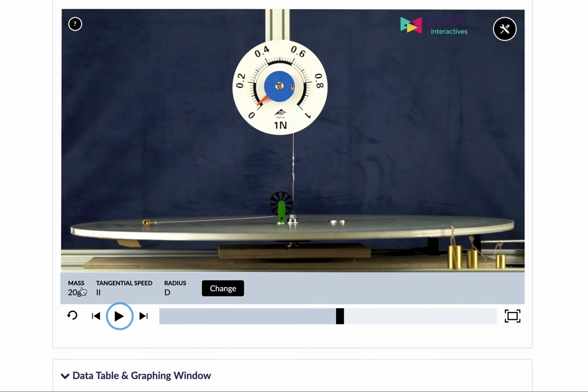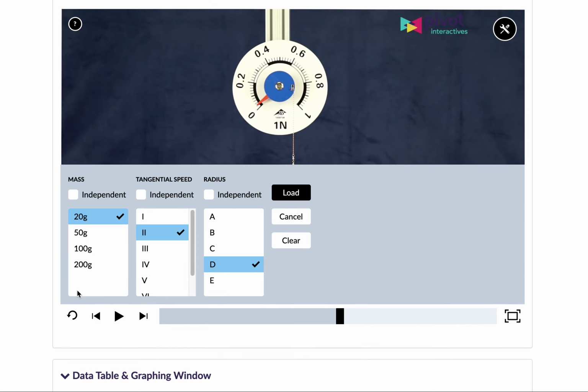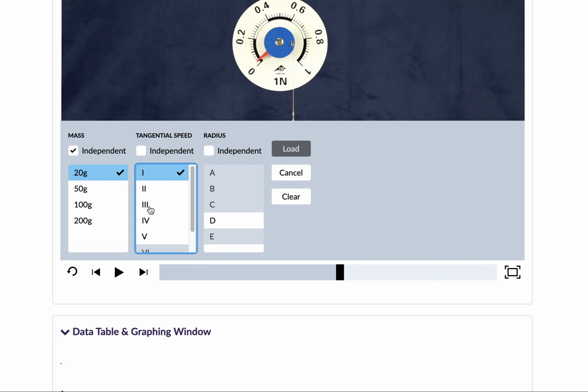Let's think about the first experiment, which is only changing the mass. I'm going to call that my independent variable, which means it's the variable that I am changing in the experiment, leaving all other variables constant. So I'm going to start with 20 grams, and I'm going to start with some speed. I'm assuming these are going in faster and faster speeds. If I use this speed, I'm now losing some options on radius. I guess that doesn't really matter. I'm going to go with speed 3 and radius d. I'm going to hold those constant while only changing the mass.